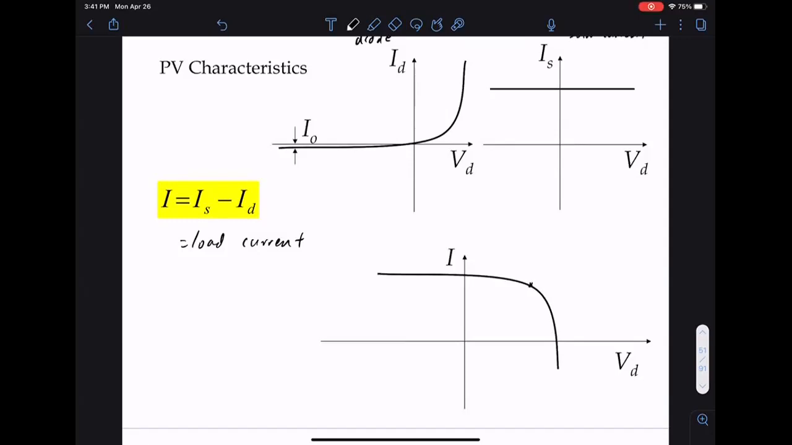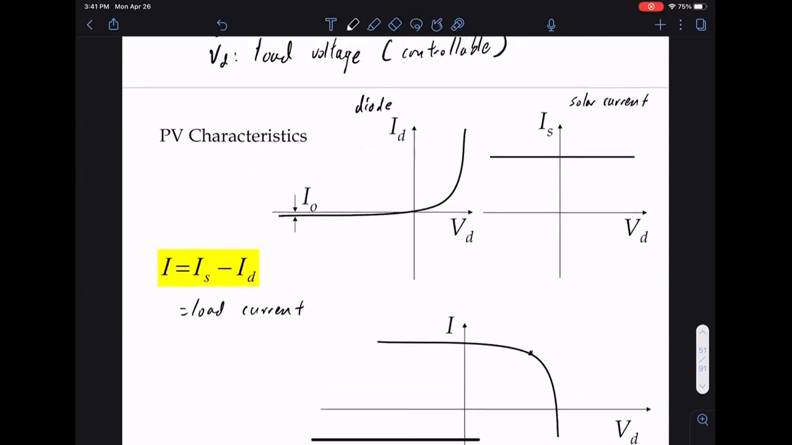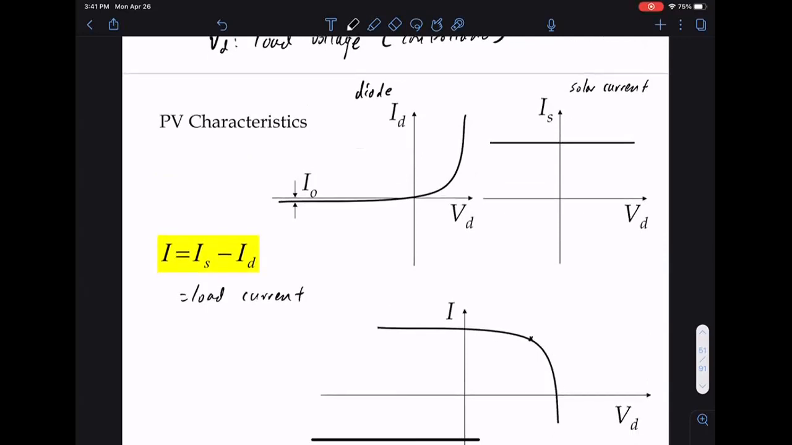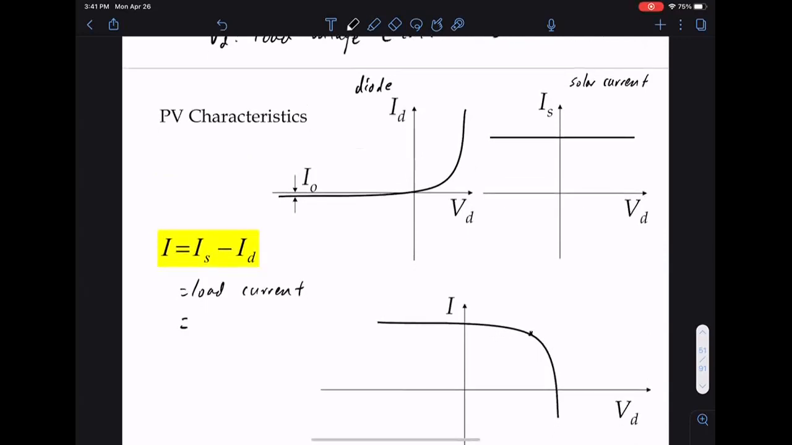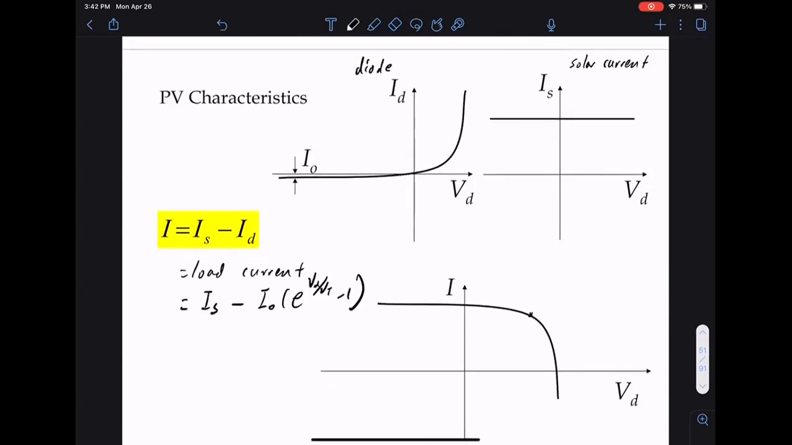Can you explain the graph more? The third graph. Okay. Yeah. So this is a diode graph, right? We're okay with this diode graph. Yes. So the solar current doesn't change. That's a constant. So if you look at this current, this is IS, a constant, minus the diode, right? So this is I0 e to the VD over VT minus 1. This is that graph. You plot this as a function of VD, you get this graph, the third graph.